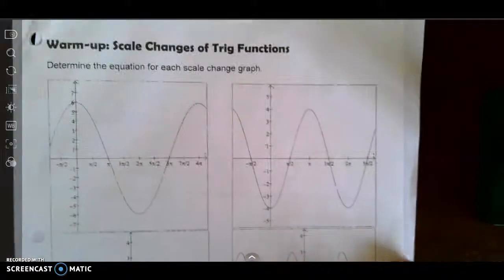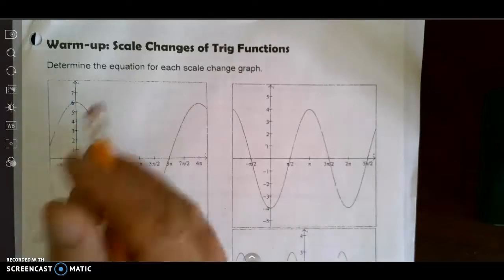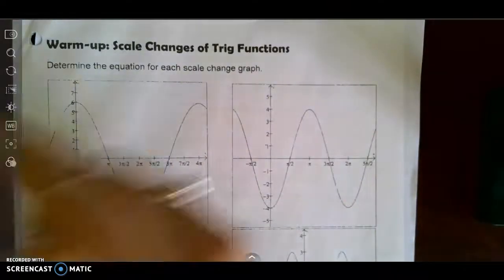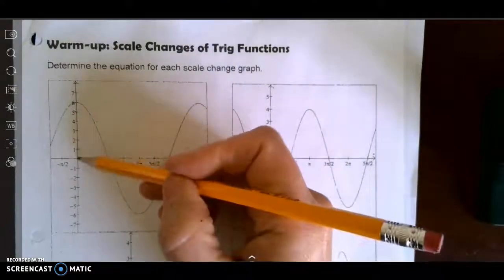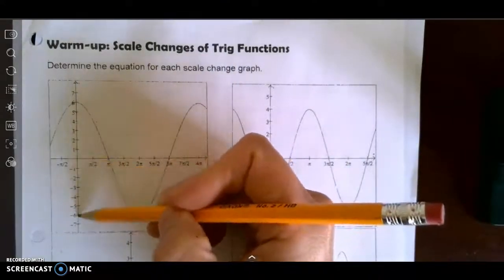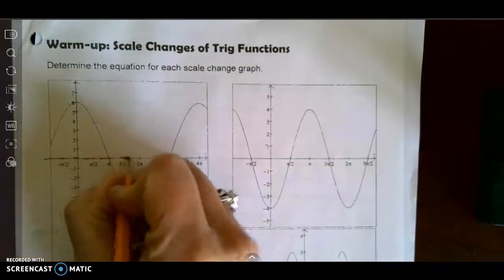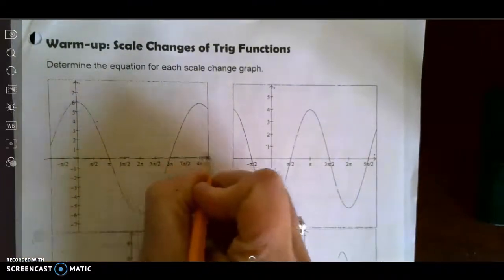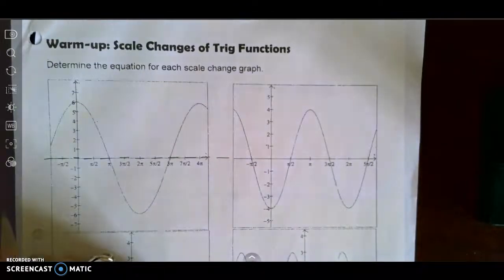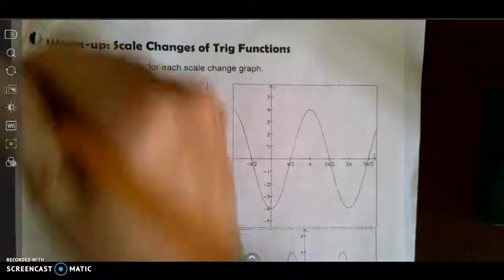I'm going to start with this drill where we're practicing the scale changes of trig functions. My first step is always to draw that new axis. And let's see, it looks like it goes up 6 and down 6 here. So it looks like the axis actually just stayed right here.